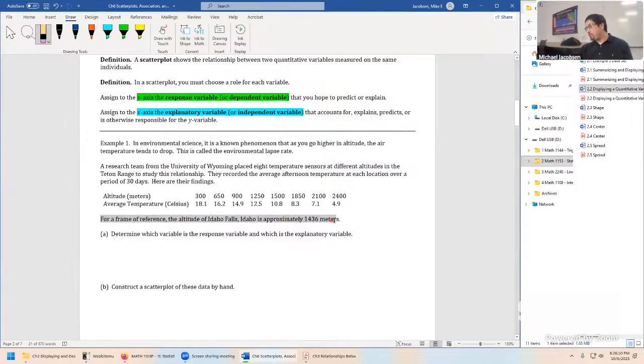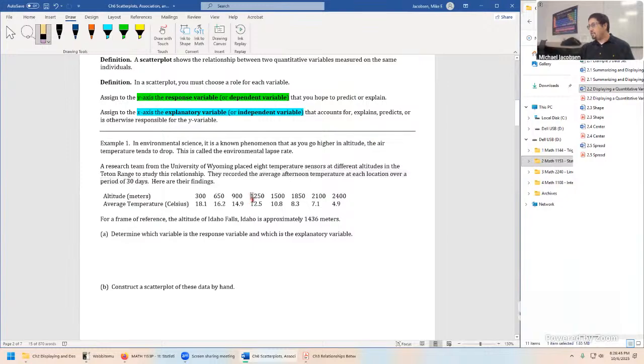And I have a frame of reference for us. In Idaho Falls, we're on average 1,436 meters above sea level. So this is what this fictitious data is saying happened. Let's imagine it did happen. A research team from the University of Wyoming placed 8 temperature sensors at different altitudes in the Teton Range. So they're in the Teton Mountains at different altitudes. And this is what they recorded. They recorded the average afternoon temperature at each location over a period of 30 days.